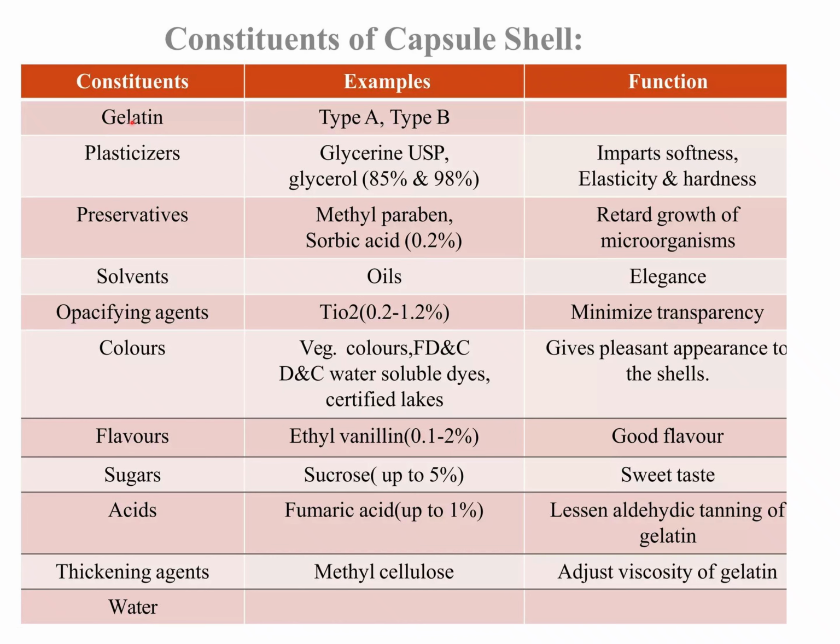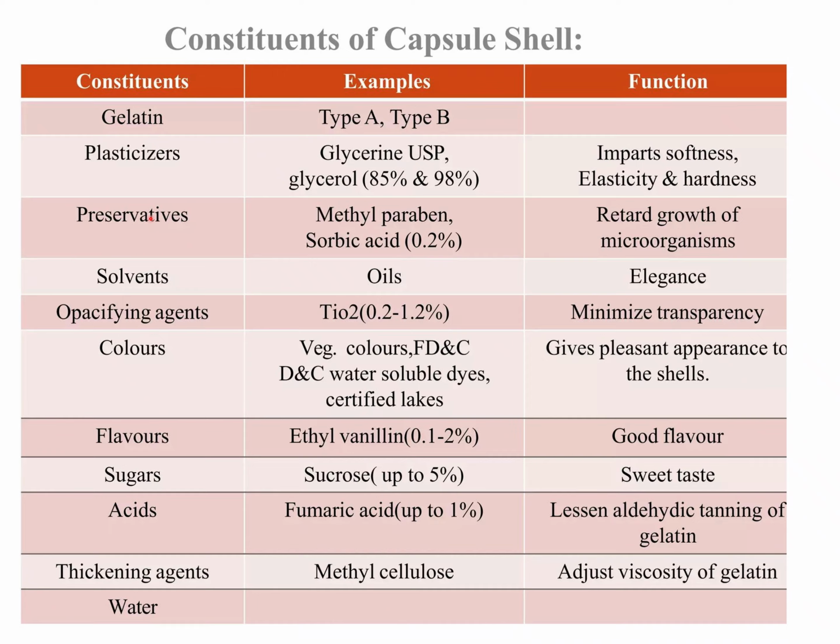So let's see the basic constituents of capsule shell. The main ingredient of capsule is gelatin, because from gelatin we prepare the capsule shell. Then another one is plasticizer, because it will plasticize the components, for example glycerin, glycerol. It imparts softness, elasticity, and hardness.